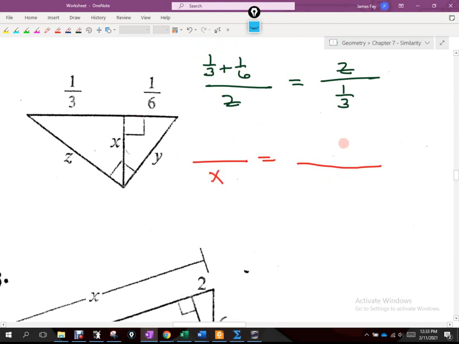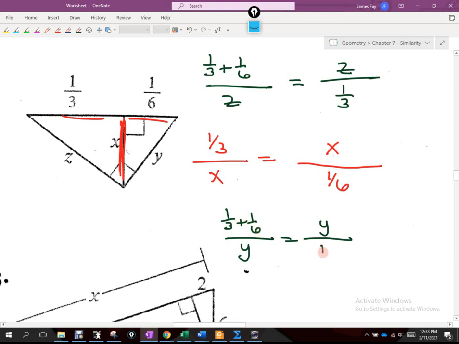minute. X then is an altitude, so it goes there and there. Now here I would put one-third and one-sixth. Everybody okay with that one? I think that one to me is always the easiest one to figure out. Then the last one, Y is a leg, which is also an altitude. Now what should go here? One-third plus one-sixth, and what goes here? One-sixth. Okay. So, let's go ahead and solve these.